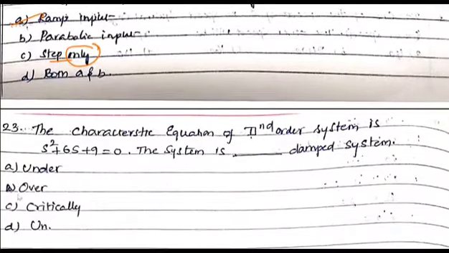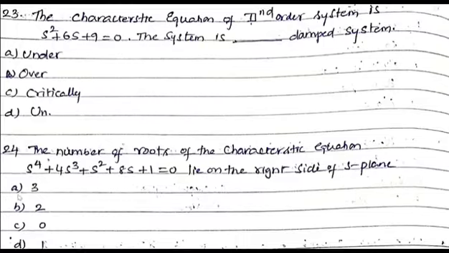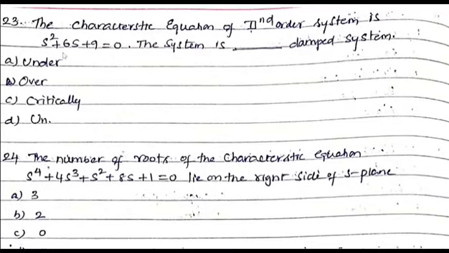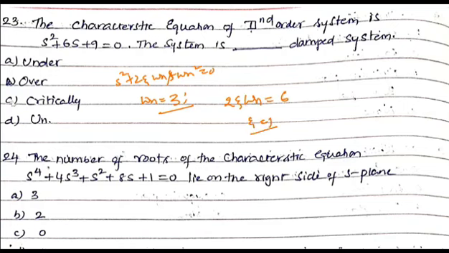Next one, the characteristic equation of a second order system is s square plus 6s plus 9. The system is a dash damped system. By looking at the question itself, we can compare with the standard equation, s square plus 2 zeta omega n s plus omega n square is equal to 0. Omega n is nothing but 3. Okay, let me correct here. Omega n is 3. Now 2 zeta omega n is nothing but 6. So zeta is equal to 1 here. So the answer is critically damped system here.